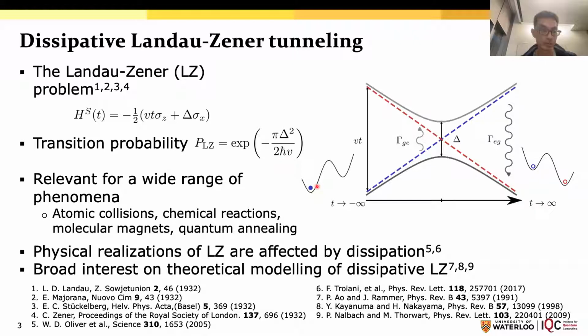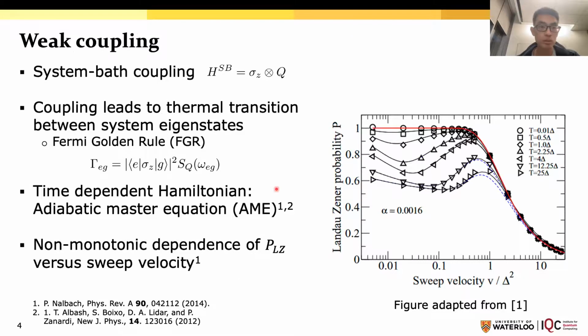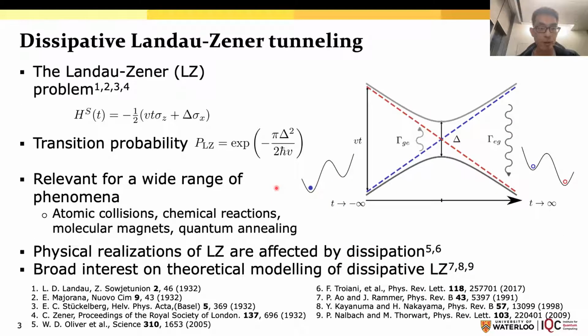So following the adiabatic evolution. Right, and this problem is relevant for a wide range of physical phenomena, including atomic collisions, chemical reactions, molecular magnets, and of course, quantum annealing.